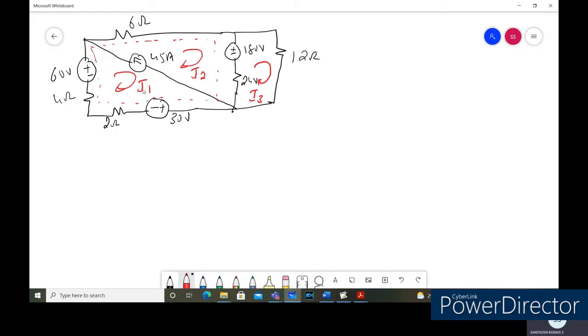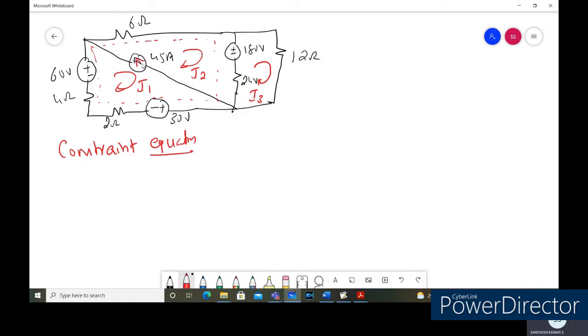The constraint equation is the equation which represents the common current source between the two meshes in terms of the mesh currents. That is called a constraint equation. So let us write that one. Here we are going to express the constraint equation in terms of the current source.